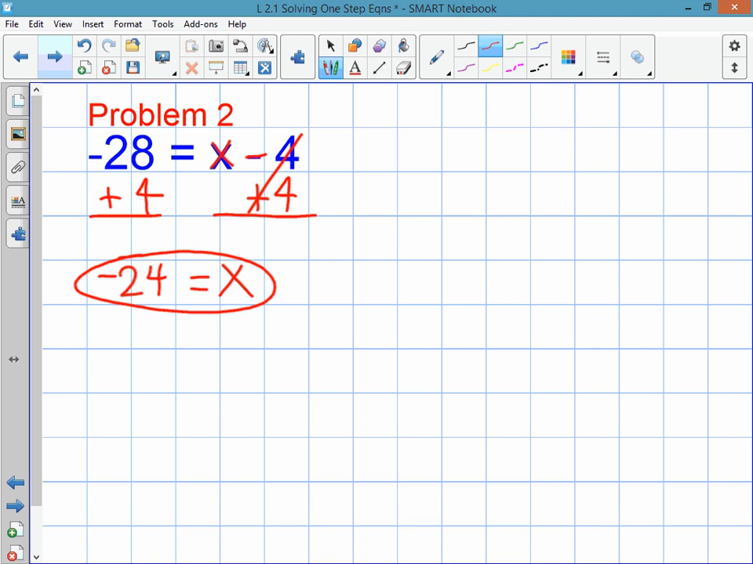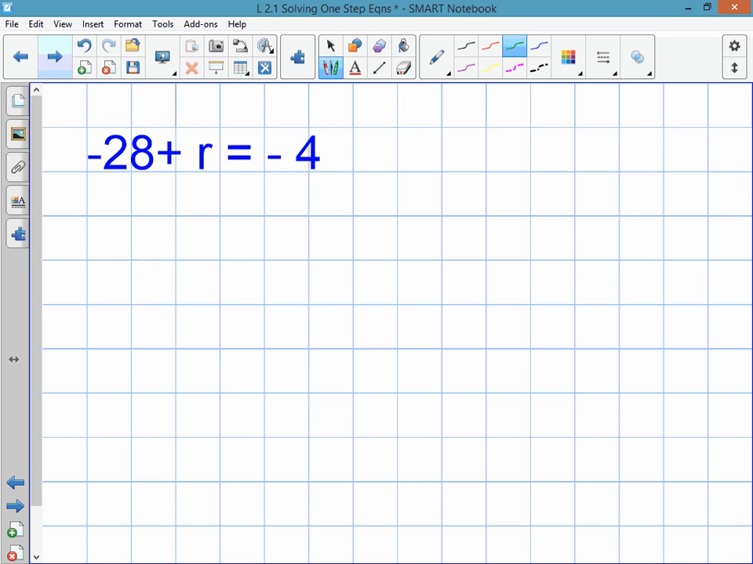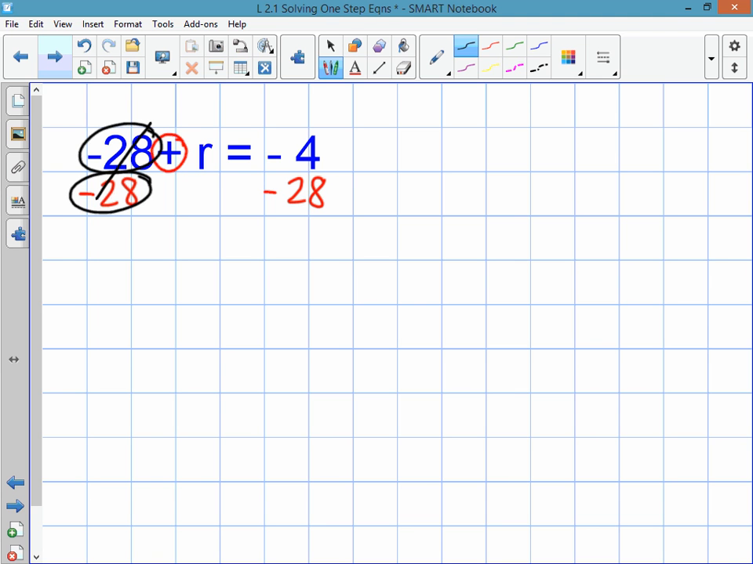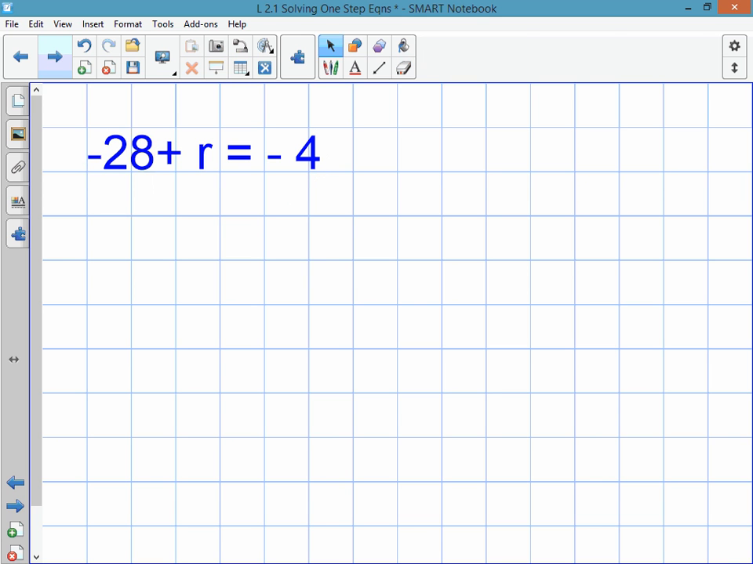Those are one of the most basic types of one-step equations, but there are some problems that get a little tricky. For example, and this is still example 2, many people will look at this problem, negative 28 plus r equals negative 4. They'll see the plus here, and they'll decide to subtract 28 from both sides. And the problem is that negative 28 and negative 28 don't cancel each other out, so that's not going to solve your equation. So you just have to be careful to make sure that you understand completely what you're doing when you're adding or subtracting to both sides.